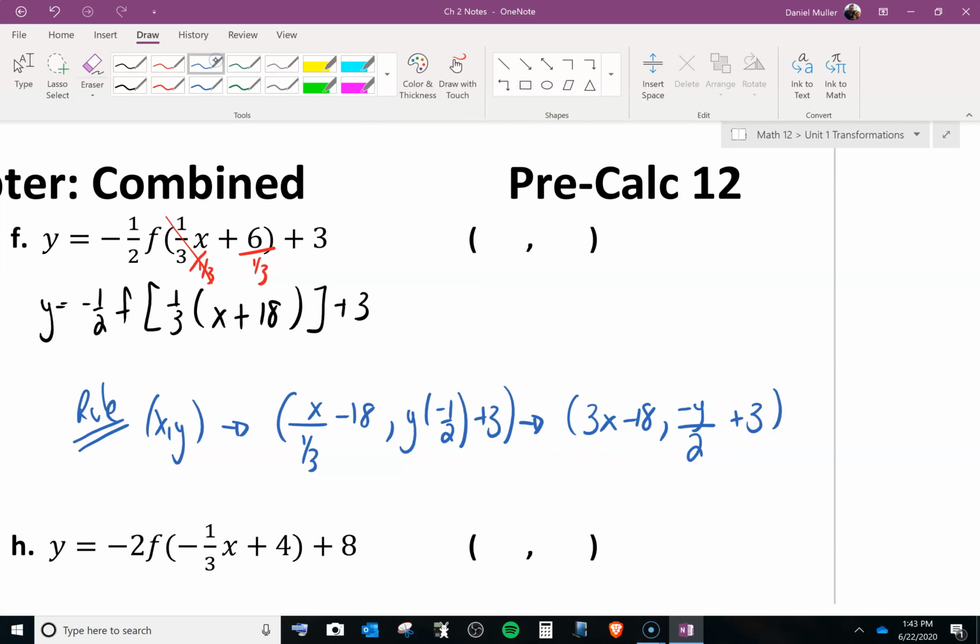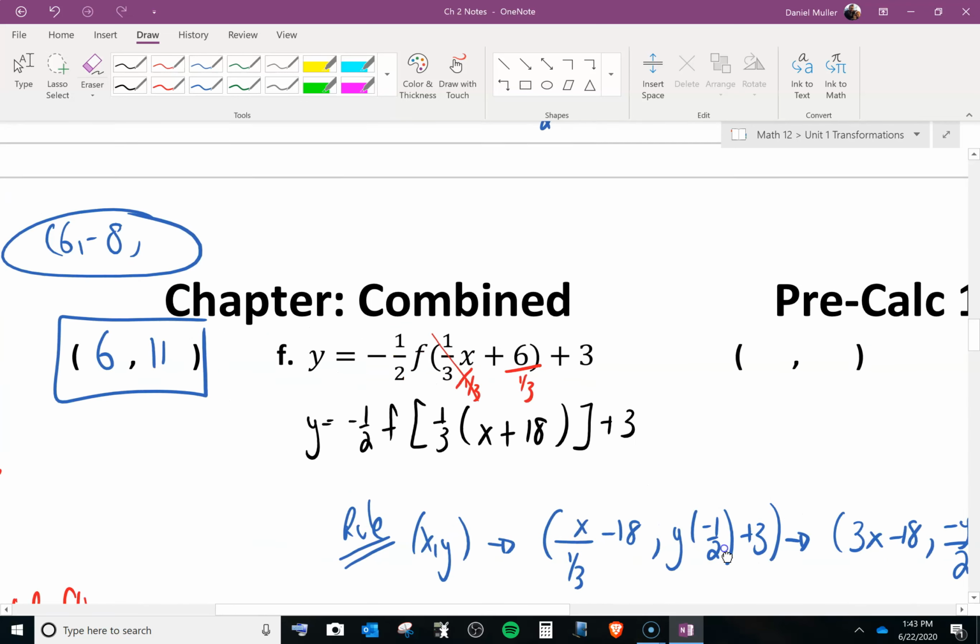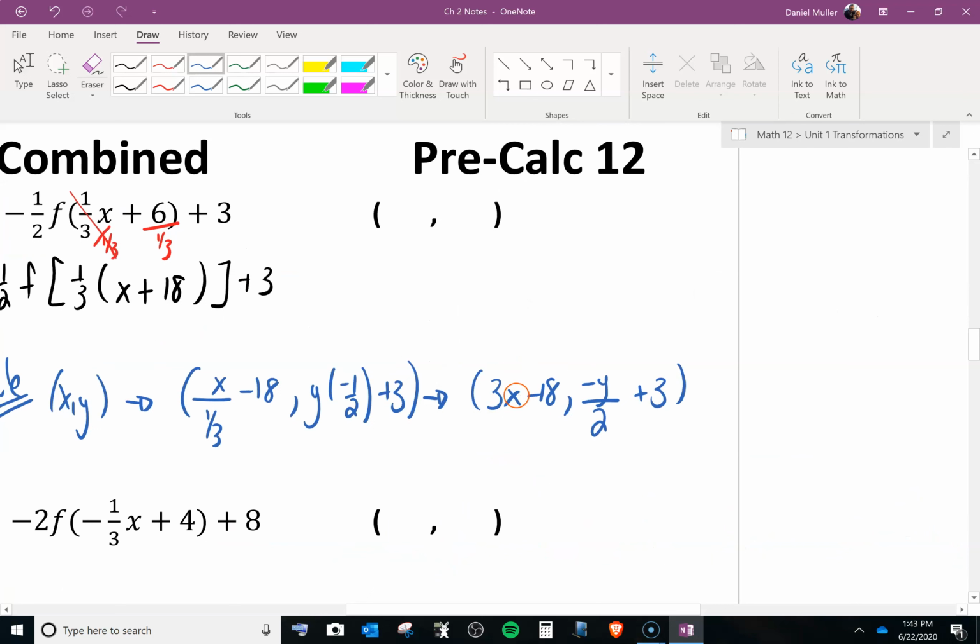Now my point, which I don't remember again, is 6 and negative 8. So put 6 into here. 3 times 6 is 18. 18 minus 18 is 0. And then if I put negative 8 into here, that's going to become a positive 8 over 2, which is 4. 4 plus 3 is 7.